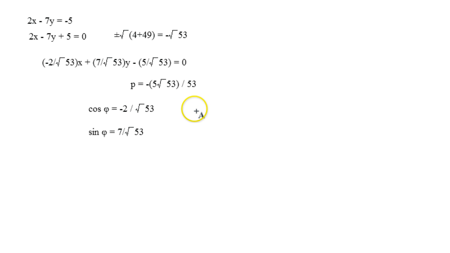Now what I need to do is set up the equation. Tangent of phi is equal to sine over cosine.